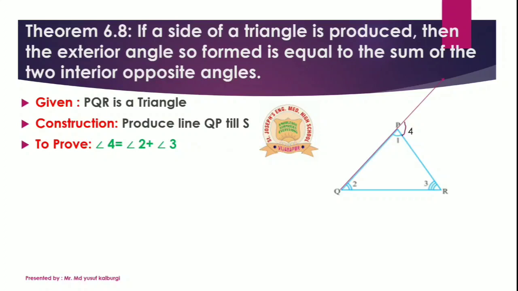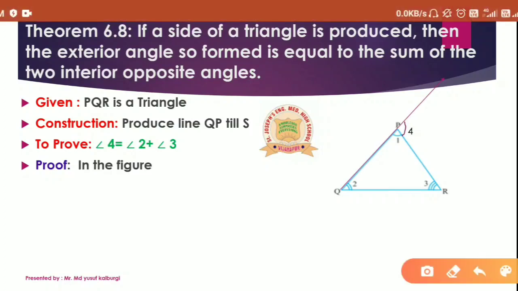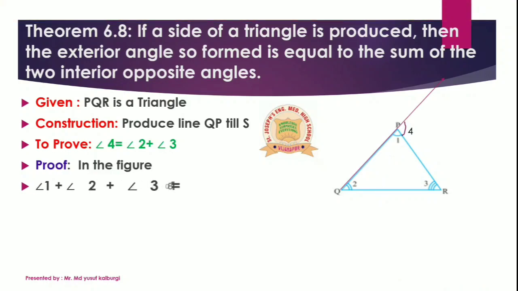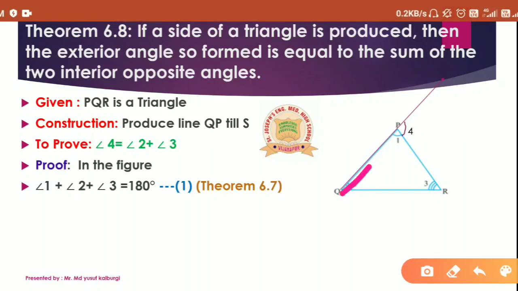Now let us go for the proof. In the figure, what we have just now proved is that angle 1 plus angle 2 plus angle 3 is equal to 180 degrees by the angle sum property, theorem number 6.7. Let us write that first. Angle 1 plus angle 2 plus angle 3 is equal to 180 degrees. Now if you observe QS, it is a line, and PR is standing on that line. If PR is standing on a line, the sum of adjacent angles should be equal to 180 degrees. So angle 1 plus angle 4 will also become 180 degrees.